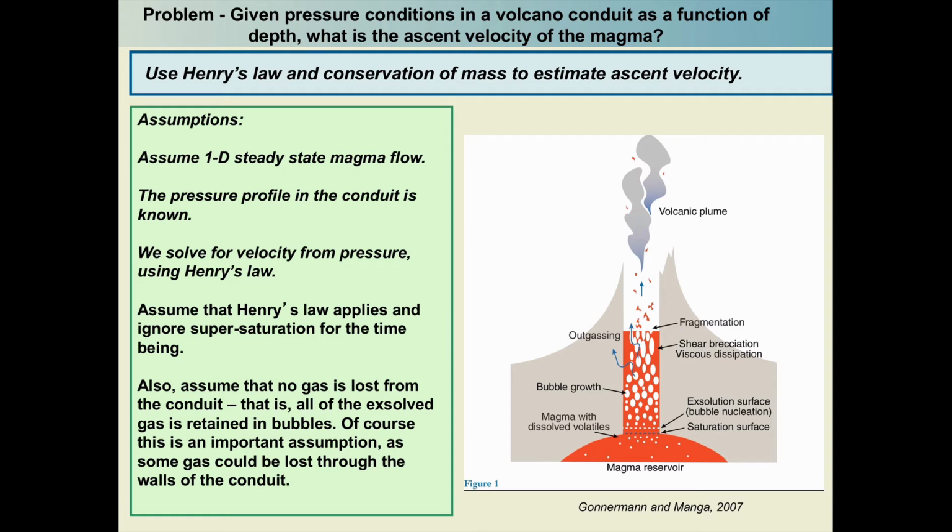eruption. You can also assume that no gas is lost from the magma. So all of the exsolved gas is retained in the bubbles, and then it comes out the top after fragmentation. This is an important assumption. Think about it. Some gas could be lost through the walls of the conduit. Maybe there are other ways gas could leave the system rather than just going into bubbles and then erupting after fragmentation.